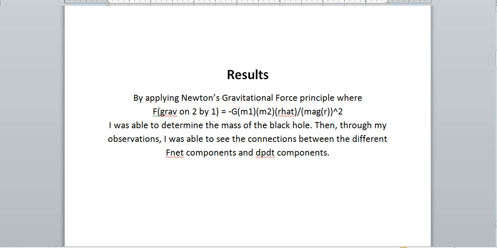My main results were that by applying Newton's gravitational force principle, I could determine the mass of the black hole. And then through my observations, I could see the connections between the different F-net components and the change in momentum components, which is essentially that the net force caused the change in momentum.